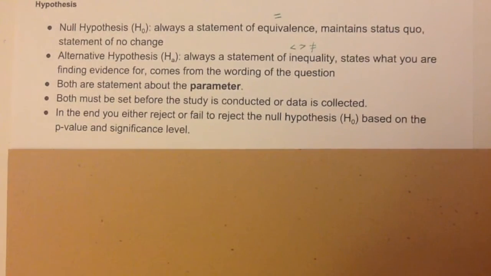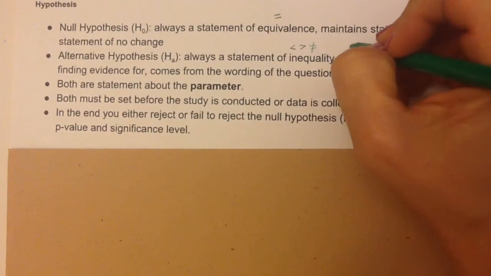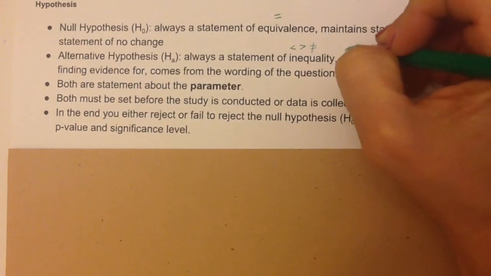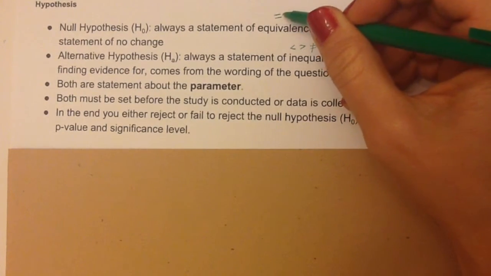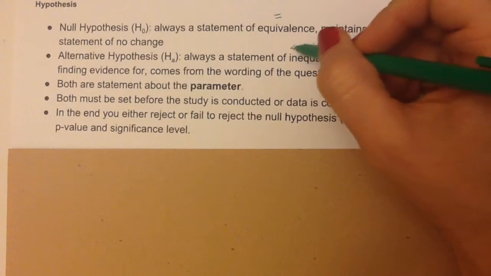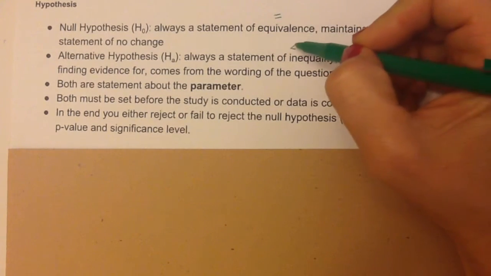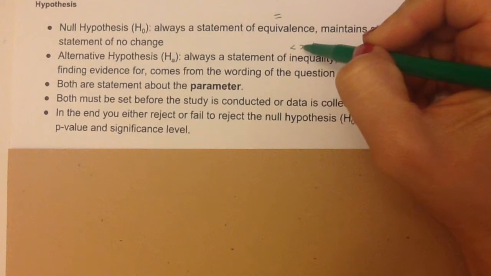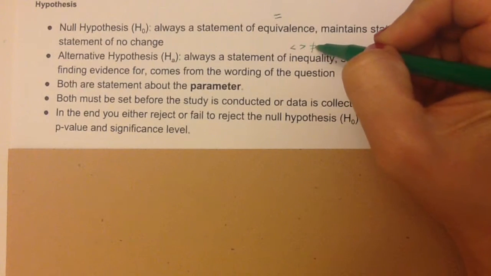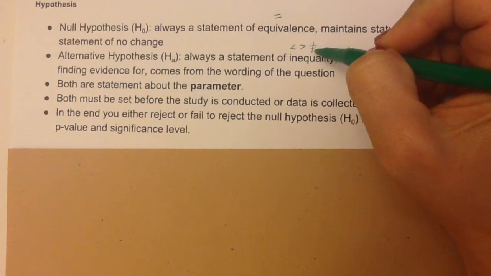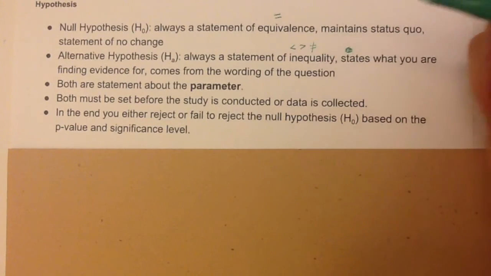We never do a less than or equal to, so don't think of the inclusive inequalities, because we don't want to see if it's equal to. That's what our null says. We want to do something different than that. A less than or greater than is a one-sided hypothesis, and not equal to is a two-sided, and you should see through your readings the difference between a one-sided and a two-sided test of significance.